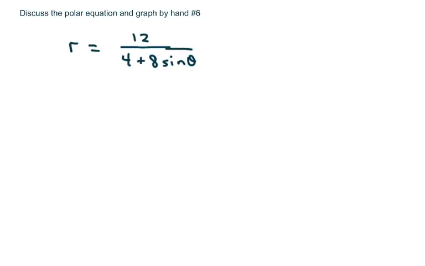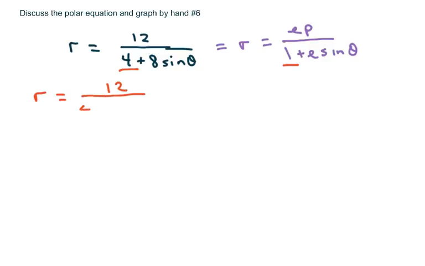Okay, everyone, we're going to discuss the polar equation and graph it by hand. It has the form, remember, r equals ep divided by 1 plus e sine of theta. So, since this is not a 1 here, we're going to rewrite this equation and factor out the 4, and you're going to get 1 plus 2 sine of theta.